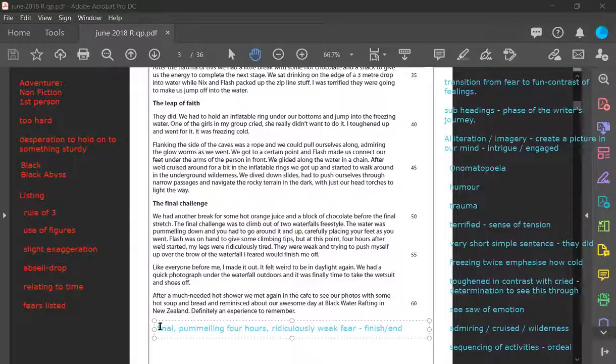Like everyone before me, I made it out. It felt weird to be in daylight again. We had a quick photograph under the waterfall outdoors, and it was finally time to take the wetsuit and shoes off. After a much needed hot shower, we met again in the cafe to see our photos with some hot soup and bread and reminisced about our awesome day at Blackwater rafting in New Zealand. Definitely an experience to remember.